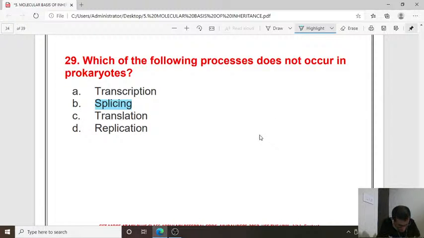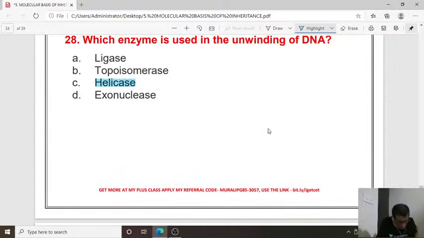Yes, Sheshika, it is right for 29th. And for 28, you are right. That is, C is the right answer.